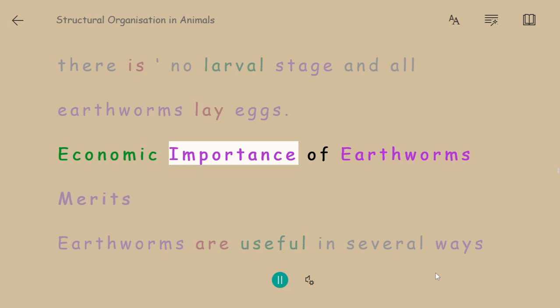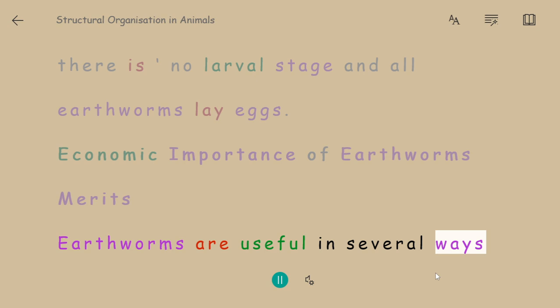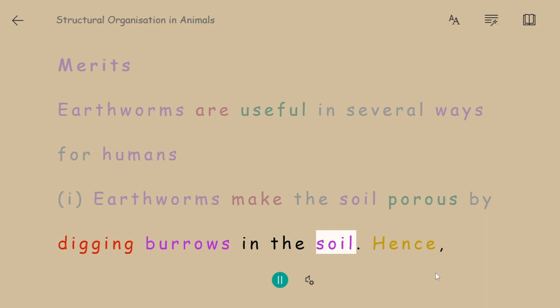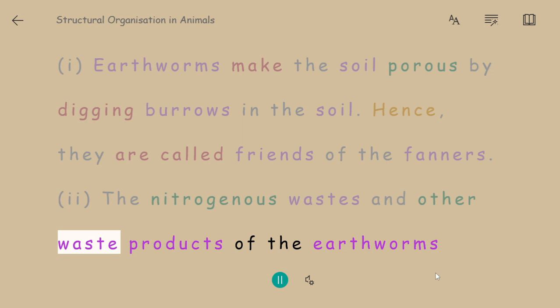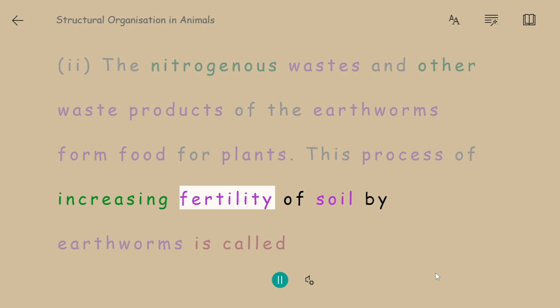Economic importance of earthworms. Merits. Earthworms are useful in several ways for humans. 1. Earthworms make the soil porous by digging burrows in the soil. Hence, they are called friends of the farmers. 2. The nitrogenous wastes and other waste products of the earthworms form food for plants. This process of increasing fertility of soil by earthworms is called vermicomposting.